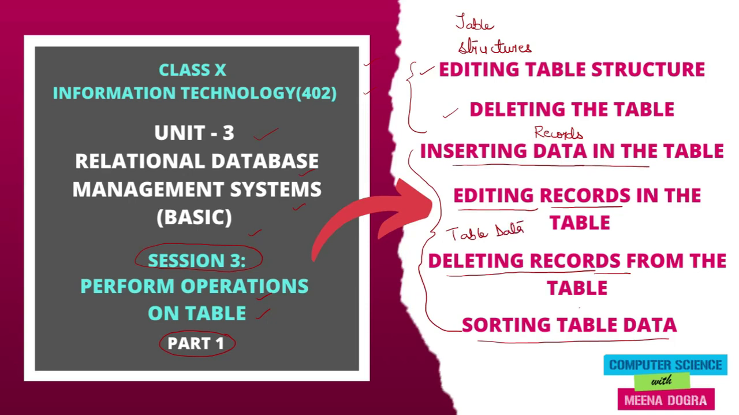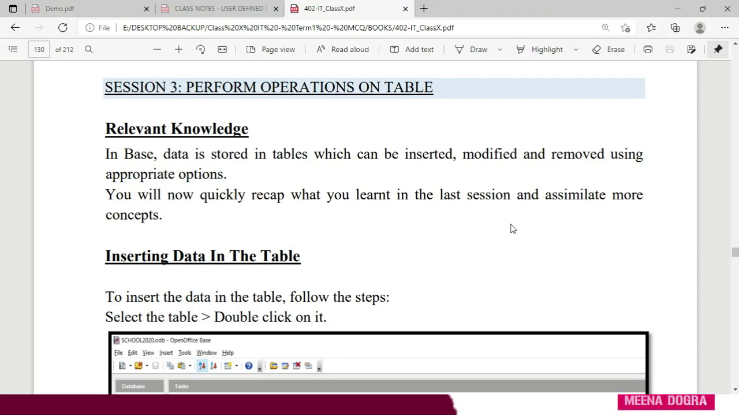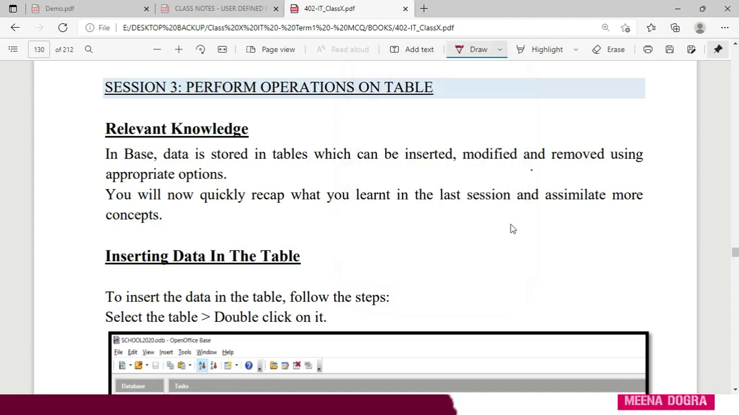So let's proceed with the video, and as always I am referring to your CBSE study material. For the sake of explanation, I'll switch between the material and the practical demonstration using Openoffice Base as and when required. So Session 3 on page number 130 of your book is Perform Operations on Table.